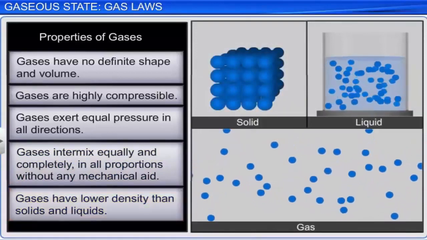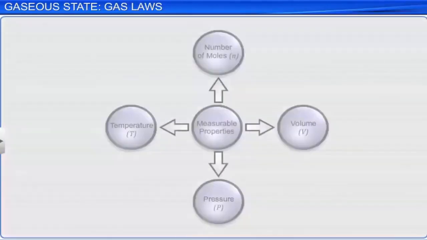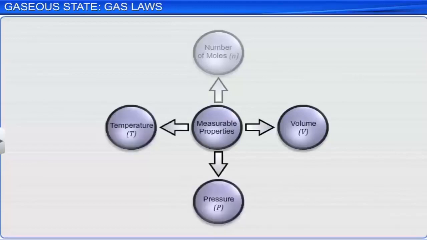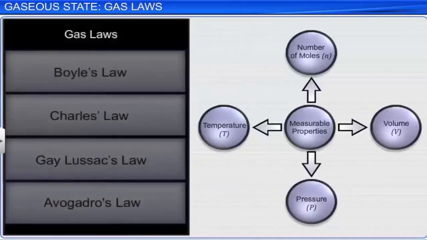The behavior of gases is governed by gas laws, which define the relationship between measurable properties such as volume V, pressure P, temperature T, and the number of moles n. These properties are interdependent and describe the state of the gas. The four main gas laws are Boyle's law, Charles' law, Gay-Lussac's law, and Avogadro's law.